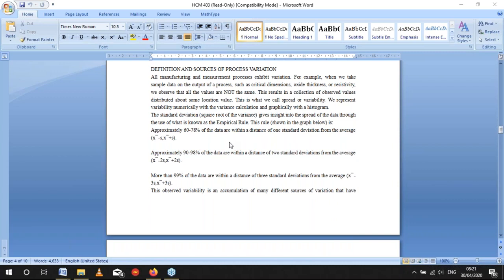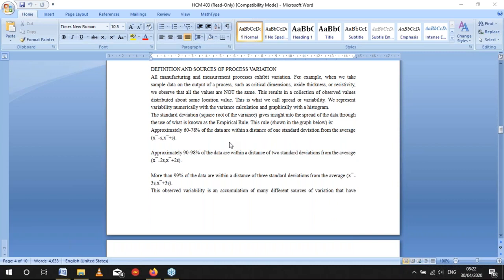Process variation. Anything called a process is a major step. A process is a major step to doing things. It's a way of doing things. So process variation is a way of observing values, making sure that all values are the same.